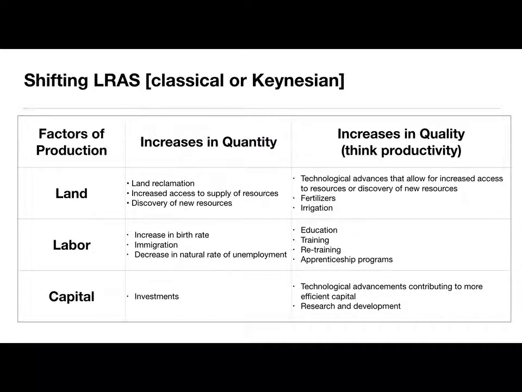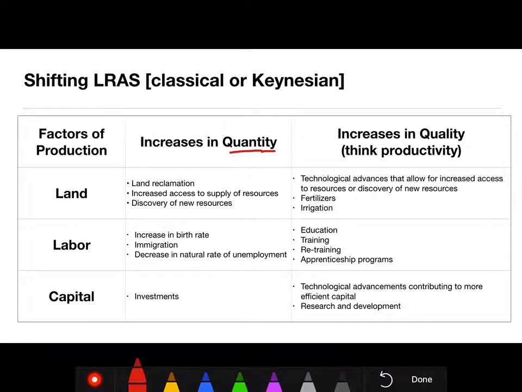When the long run aggregate supply shifts, either in the classical model or in this case the whole short run aggregate supply shifts for Keynes, the whole curve will shift when you see increases in quantity or quality of any of these three factors of production. So, focusing first on quantity, things that could increase the amount of land or natural resources in the economy, I've given you some examples of.